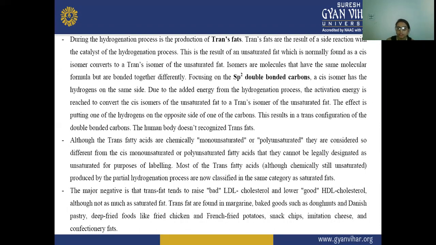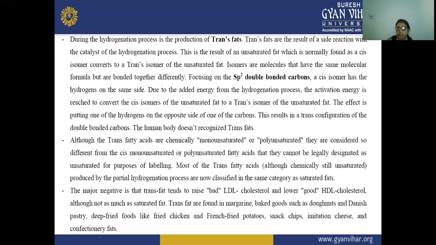During the hydrogenation process, trans fats are produced as a result of a side reaction with the catalyst of the hydrogenation process. An unsaturated fat, which is normally found as a cis isomer, is converted to a trans isomer of the unsaturated fat. So trans fat is formed from the unsaturated fat present in the cis isomer form, but then converted into the trans isomer form.